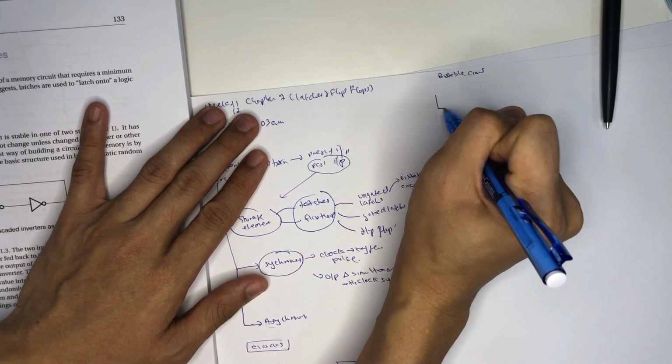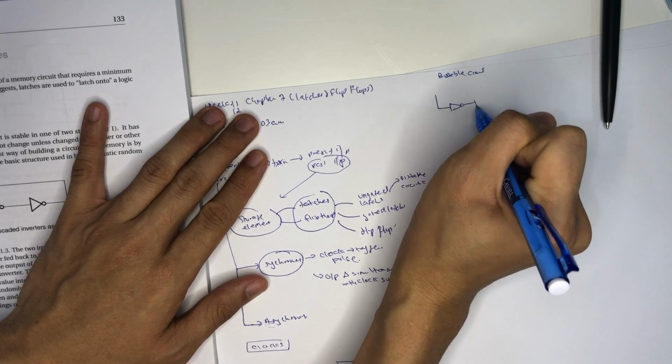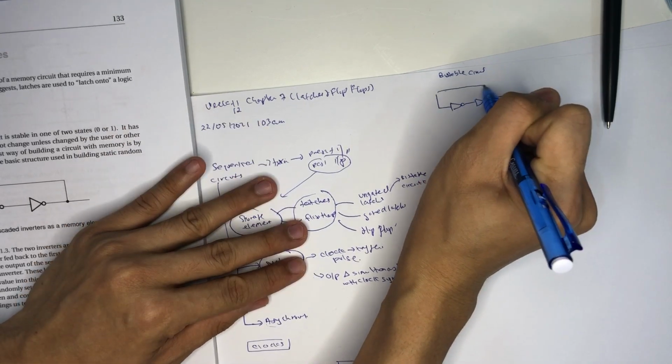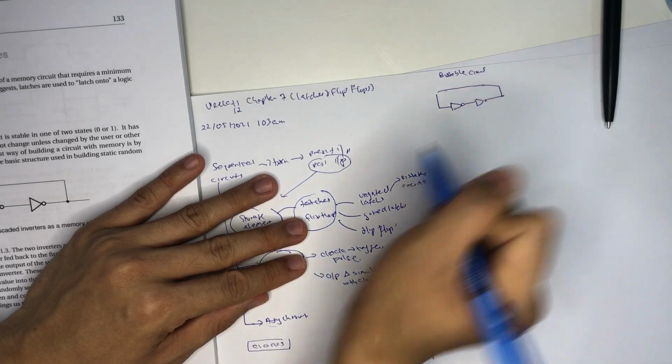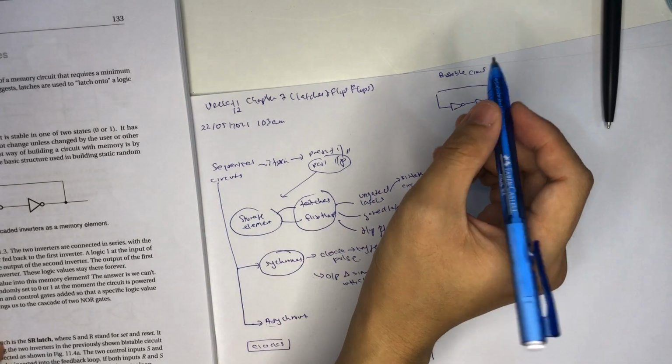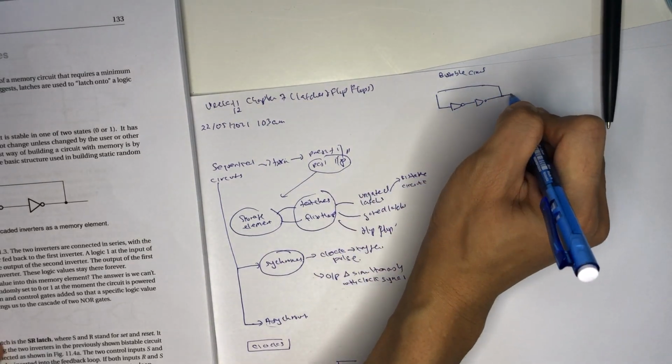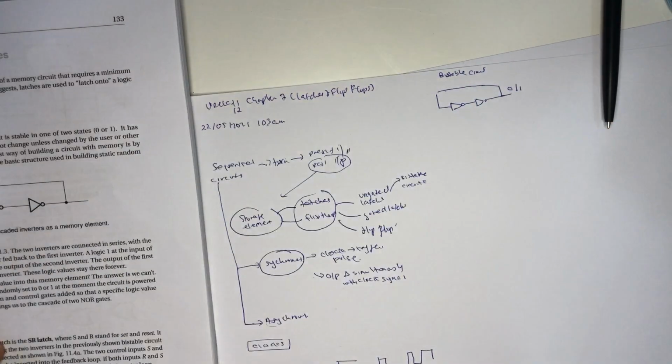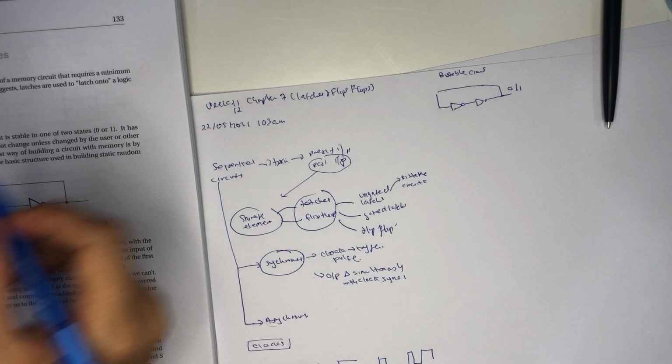Okay, this is the example of a bistable circuit, which is the ungated latch. What we can see is a circuit that is stable in either 1 or 0 value. So it has memory, because the value does not change unless changed by the user.